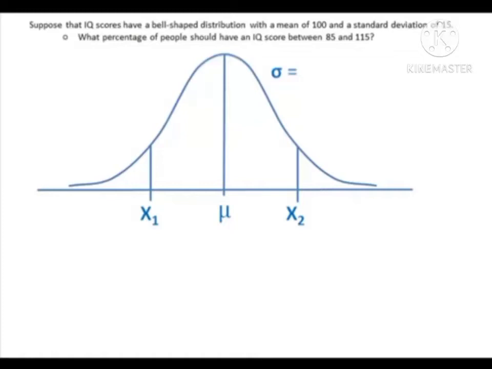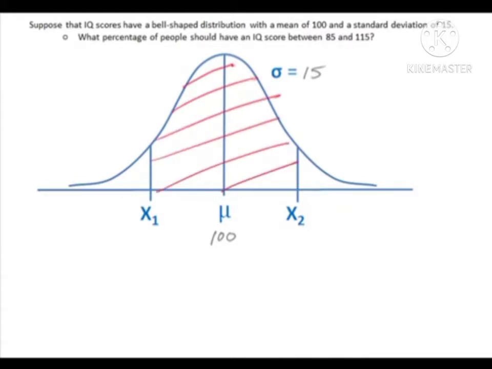A bell-shaped curve with a mean of 100 and a standard deviation of 15. What percentage of people should have an IQ score between 85 and 115? We shade the inside of the graph. This is the distance between 85 and 115.